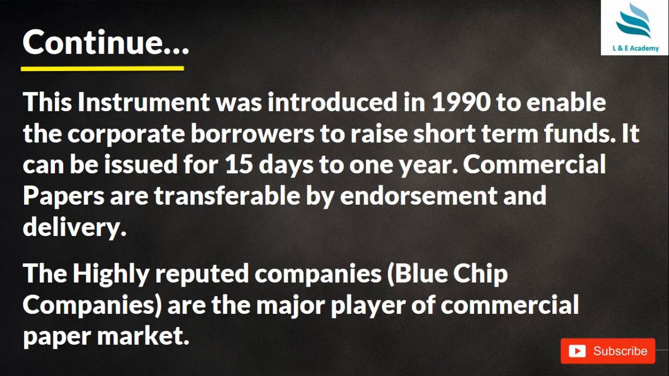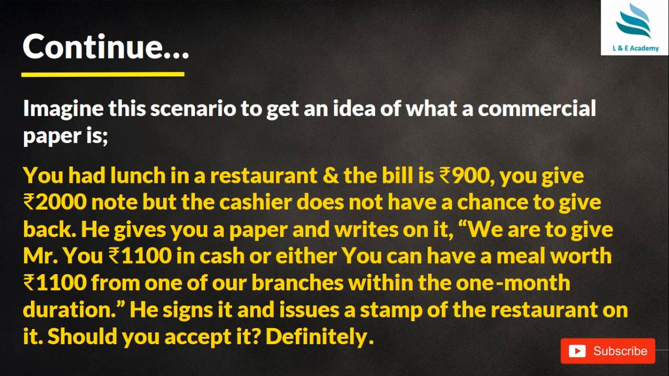The highly reputed companies, the blue chip companies, are the major players of commercial paper market. Imagine this scenario to get an idea of what a commercial paper is. For example, you had a lunch in a restaurant and the bill is 900. You give a 2000 note to the cashier, but the cashier does not have change. So he gives you a paper and writes on it that you can either take 1100 in cash or you can have a meal of 1100 from one of their branches within 1 month.